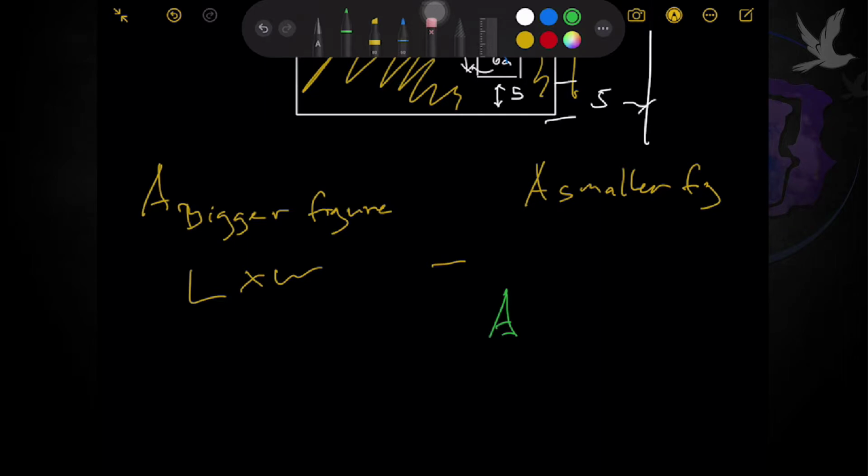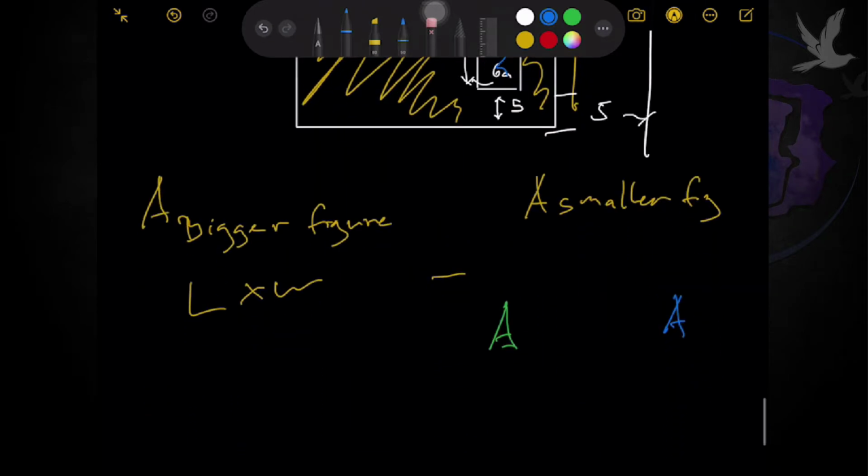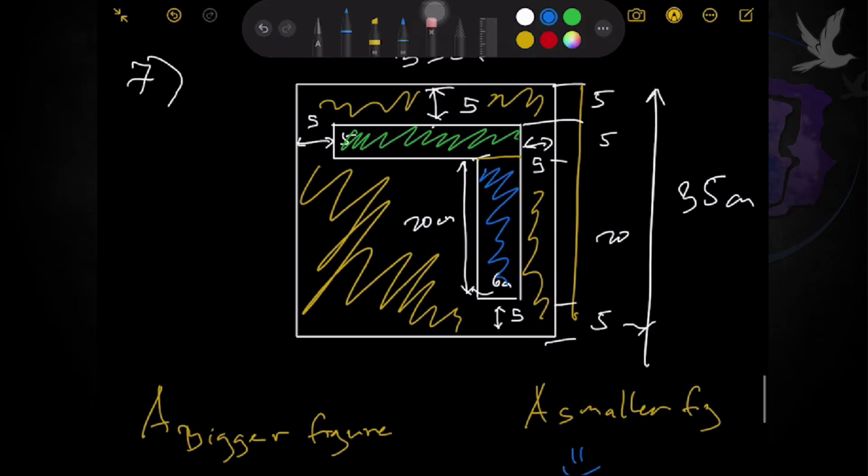And also the area of the one that is shaded in blue. Then if you add the two of them together, that will be the area of your smaller figure. Okay? Once you have that, you'll be able to subtract it from the area of the bigger figure.